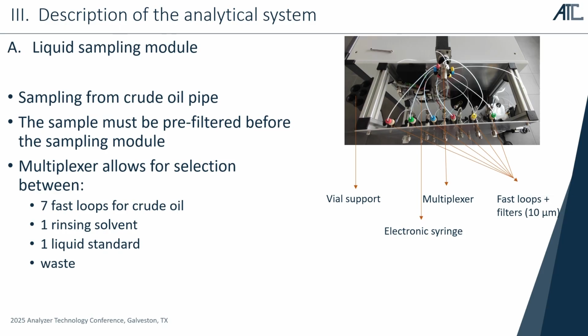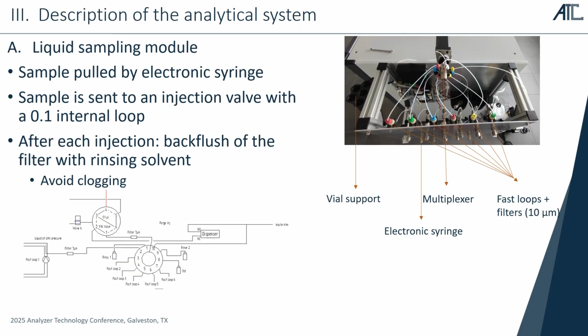That's convenient because we can switch between the fast loop of the process directly connected to the GC-MS, but also a rinsing solvent, a liquid standard in a bottle, or any manually collected sample from another location.